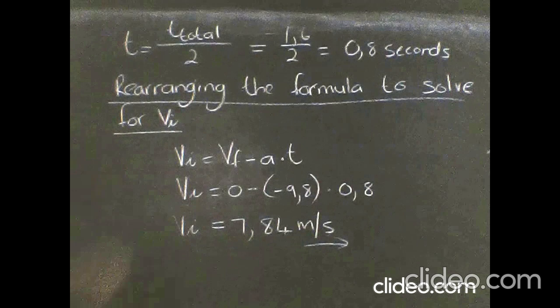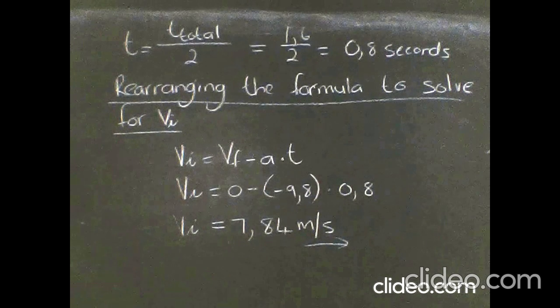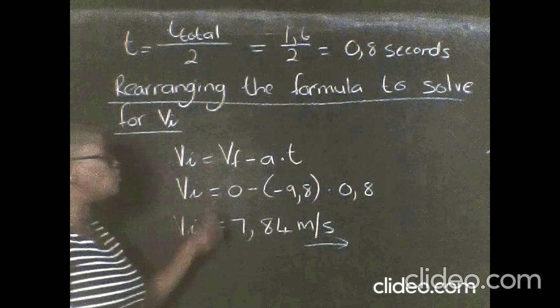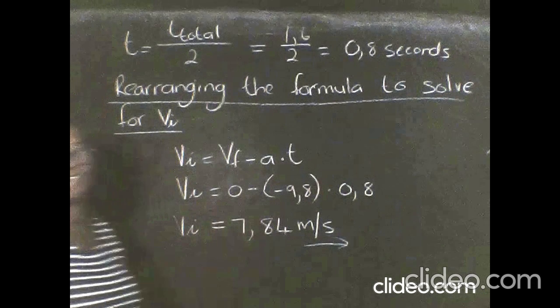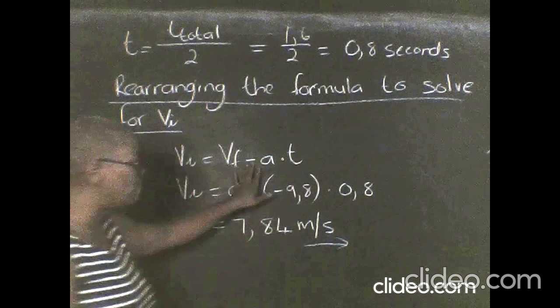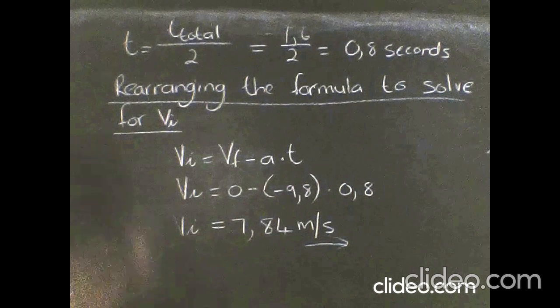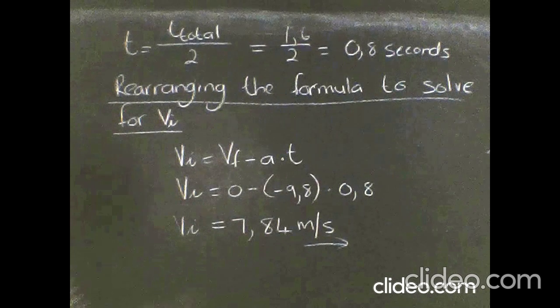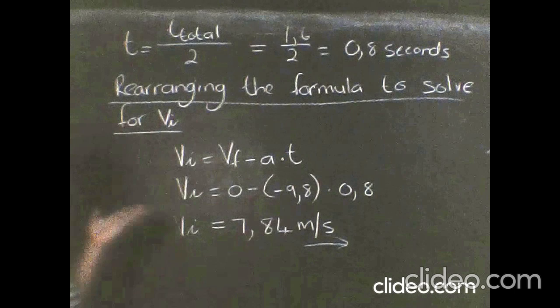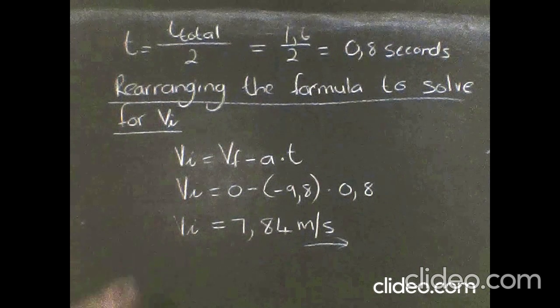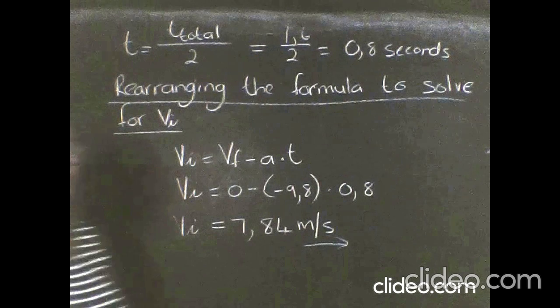Then we substitute the values. Remember, whenever we have a formula, we substitute. So VI is equal to 0 minus negative 9,8. This is already minus, so the value of A is negative 9,8. So that is why we have it in parentheses, multiplied by 0,8. If you put this in on your calculator, you will get the initial velocity at 7,84 meters per second.